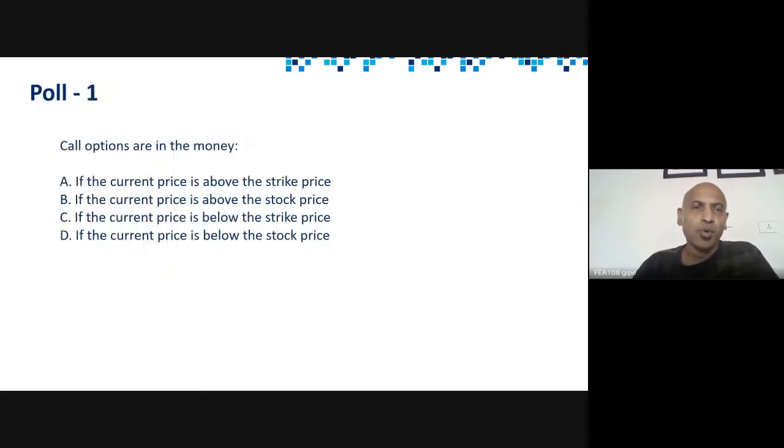Can you all take a poll? Call options are in the money, right? When are call options in the money? Option A, if the current price is above the strike price. Option B, if the current price is above the stock price. C, if the current price is below the strike price, if the current price is below the stock price.